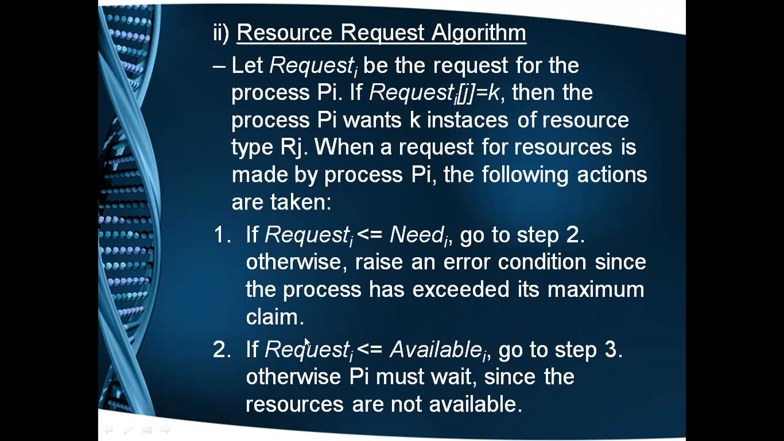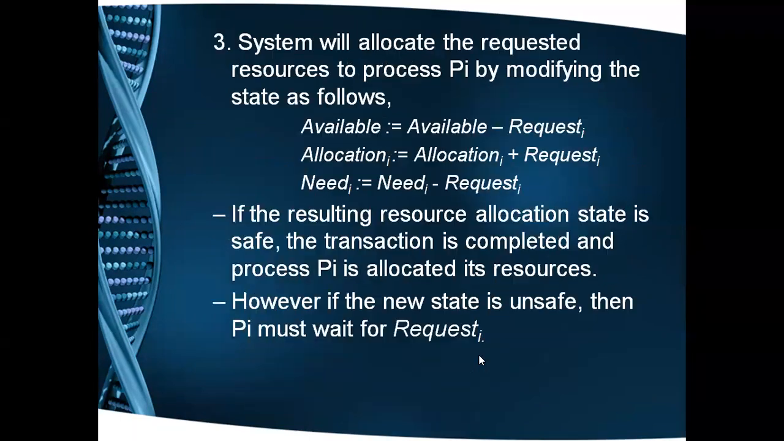Suppose the first condition is true, we are coming to the second condition. Here, request less than the available. Because if the resource is not at all available, we cannot allocate it. So the request should be less than or equal to available. Then go to the next step.